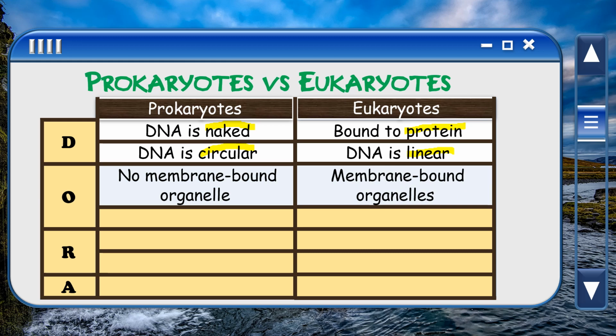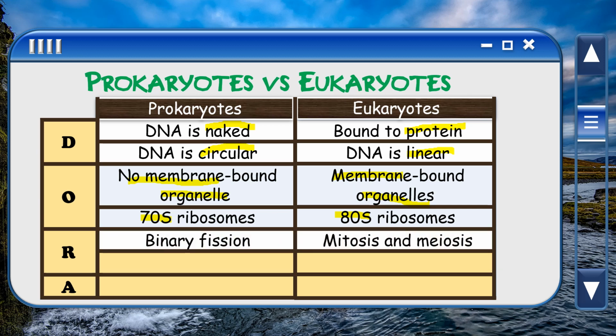Then when it comes to the organelles, prokaryotes have no membrane-bound organelles, whereas eukaryotes have membrane-bound organelles. Still on the organelles, prokaryotes have the 70S ribosome, and eukaryotes have an 80S ribosome.